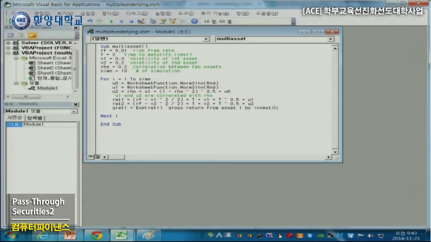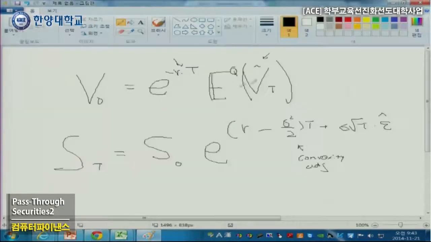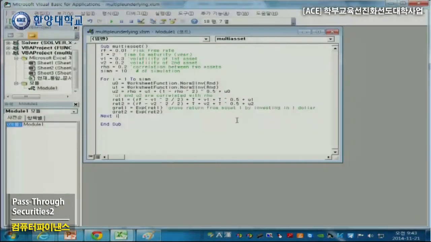SN1 by investing in $1, right? And then gross return 2 is... right? So we just simulate on the risk neutral world. On the risk neutral world, now we simulate how much you will actually make by investing $1 in asset 1 or $1 in asset 2.